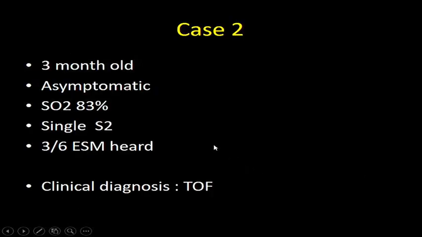Just one more illustrative case. A 3-month-old child, asymptomatic, saturation 83%, single second sound, 3/6 ejection murmur. So this combination is very classical of tetralogy of Fallot, a pink tetralogy of Fallot. So when I start doing the echo, I'm going to make up my mind that I'm going to look for TOF.